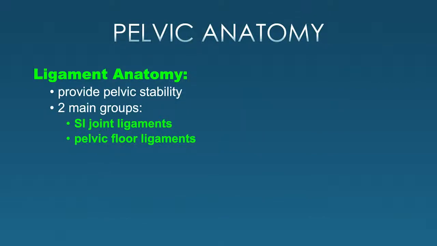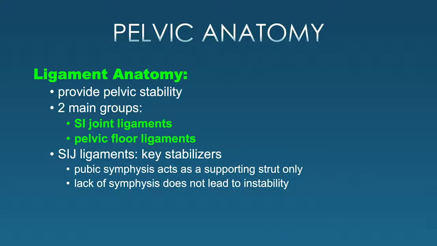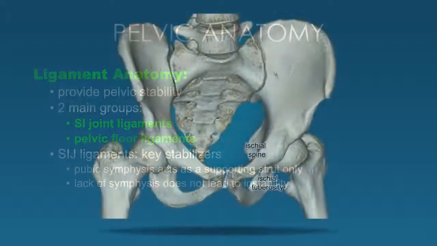The ligaments are there to provide stability. Two major groups include the sacroiliac joint ligaments, both anteriorly and posteriorly, and the pelvic floor ligaments. The key stabilizers really are going to be those SI joint ligaments. The symphysis is really only a supporting strut, and so if you disrupt the pubic symphysis alone, you are not producing an unstable pelvic injury.